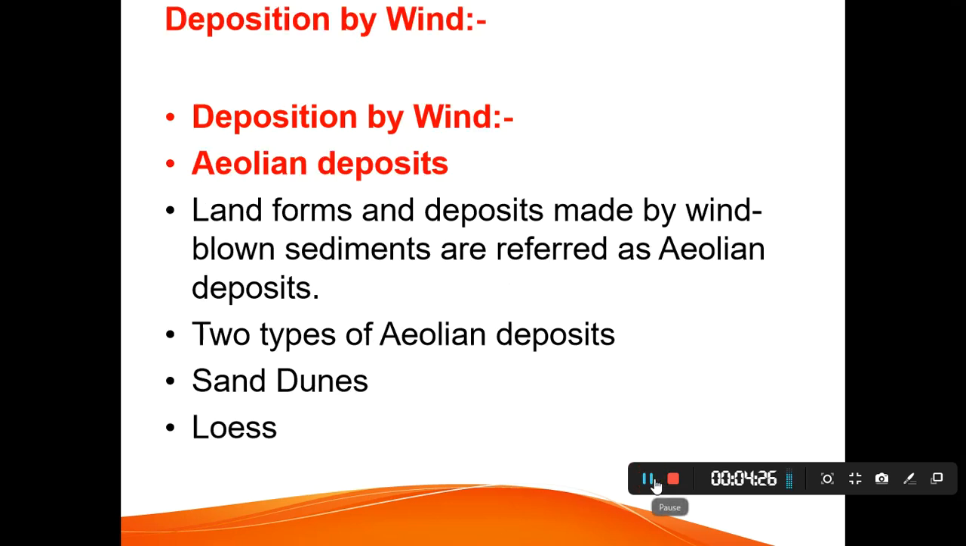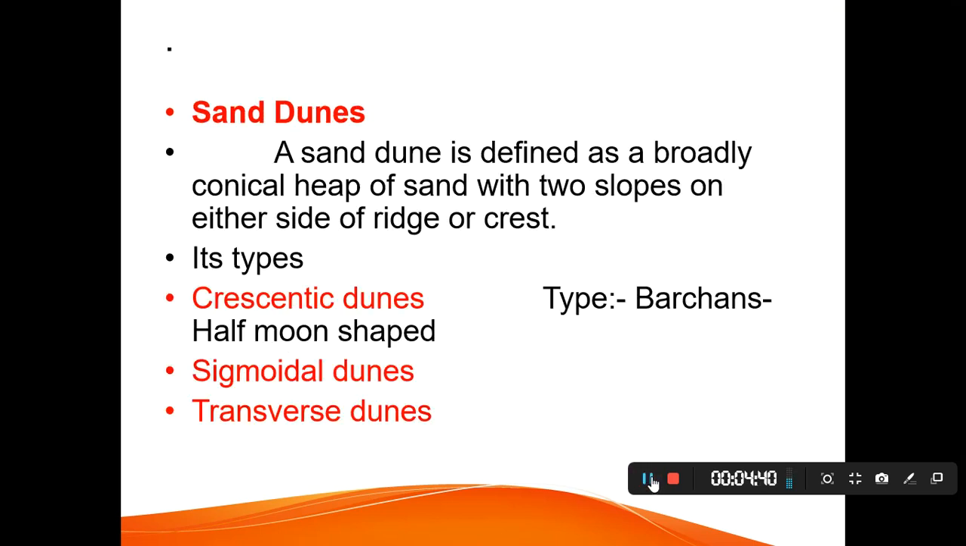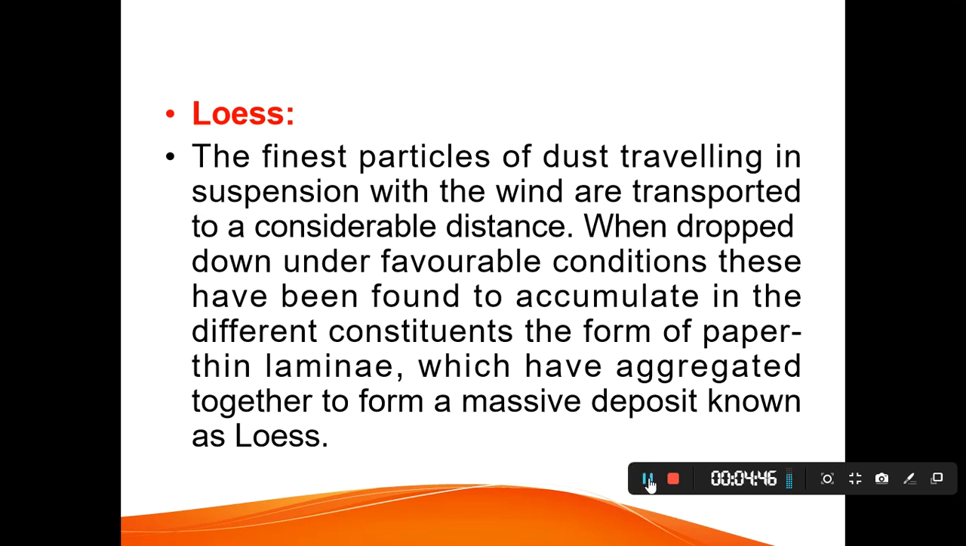Next one, deposition by wind. Deposition as aeolian deposits. Landforms and deposits made by wind-blown sediments are referred to as aeolian deposits. Two types, sand dunes and loess. Sand dunes, 3 types: crescentic dunes, sigmoidal dunes and transverse dunes. Next, loess. Loess is the sand deposit nearby seashores.